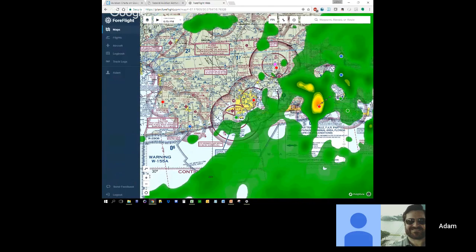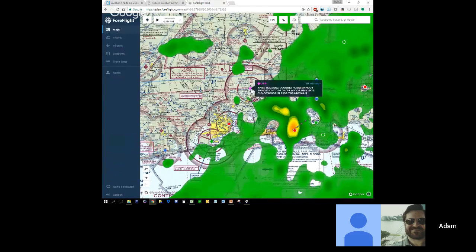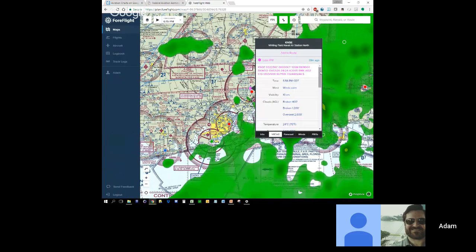And just a couple other things here. The pink is low IFR. So not only is it IFR, but the clouds are extremely low, or the visibility is extremely terrible. In this case, broken 400. So the clouds are 400 feet above the ground, extremely low, to the point where you may not be able to execute an instrument landing.